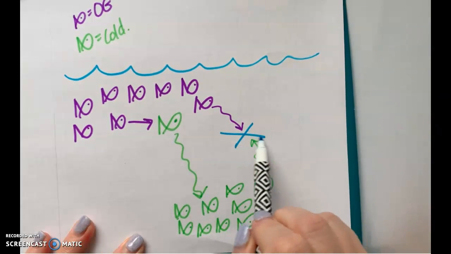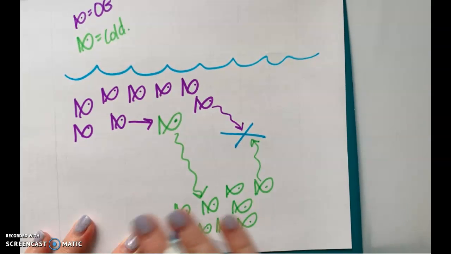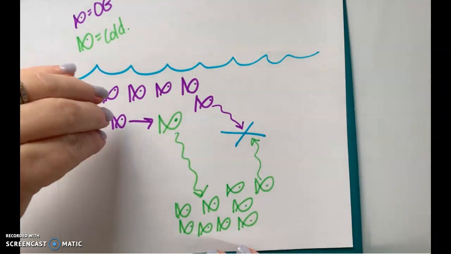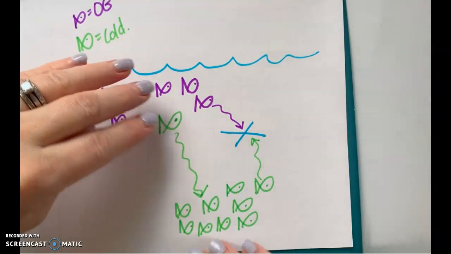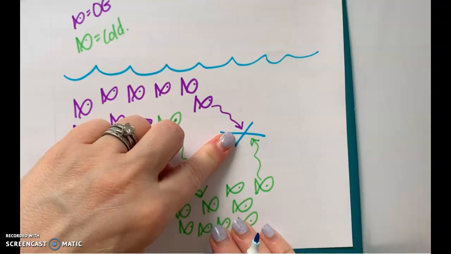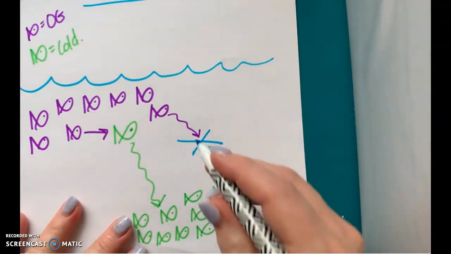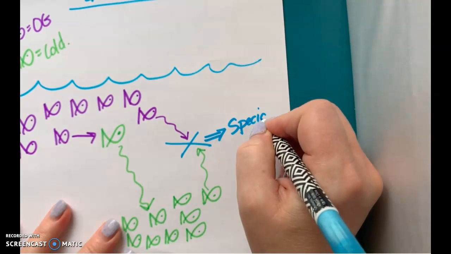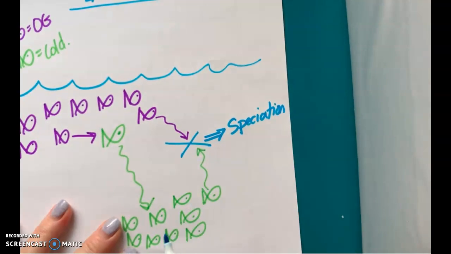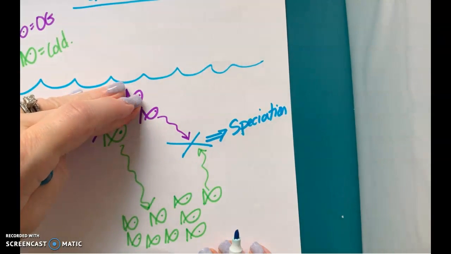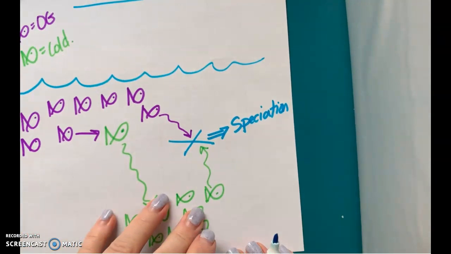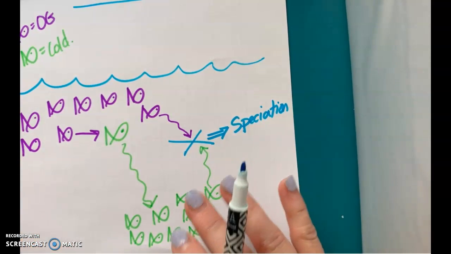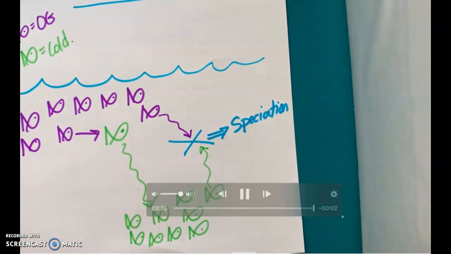So these two can no longer reproduce because the cold water fish, their genes are so much different from the purple, the original fish, that they can no longer make a baby. And when that happens, what do we call that? That is speciation. It means that this fish is a different species from this fish. Their DNA is too different and they can no longer interbreed successfully with each other.